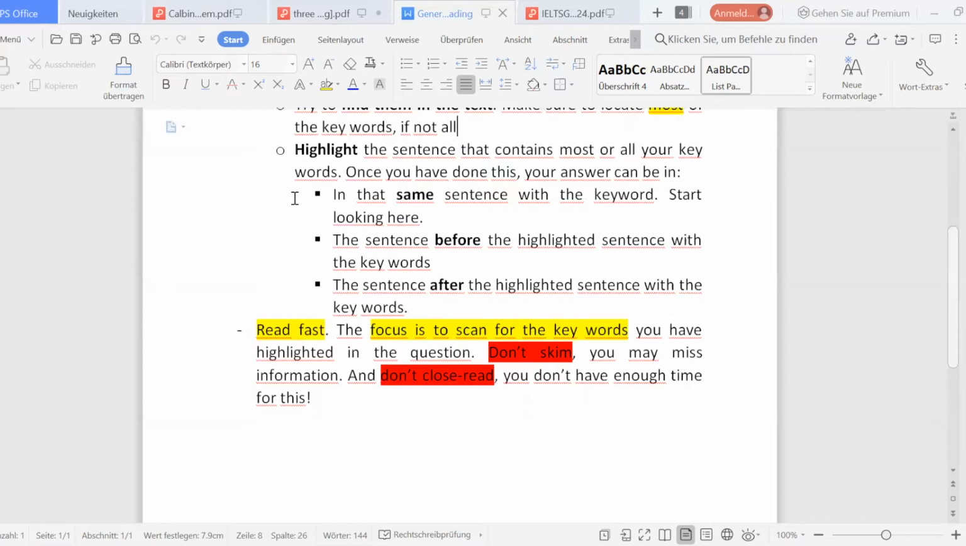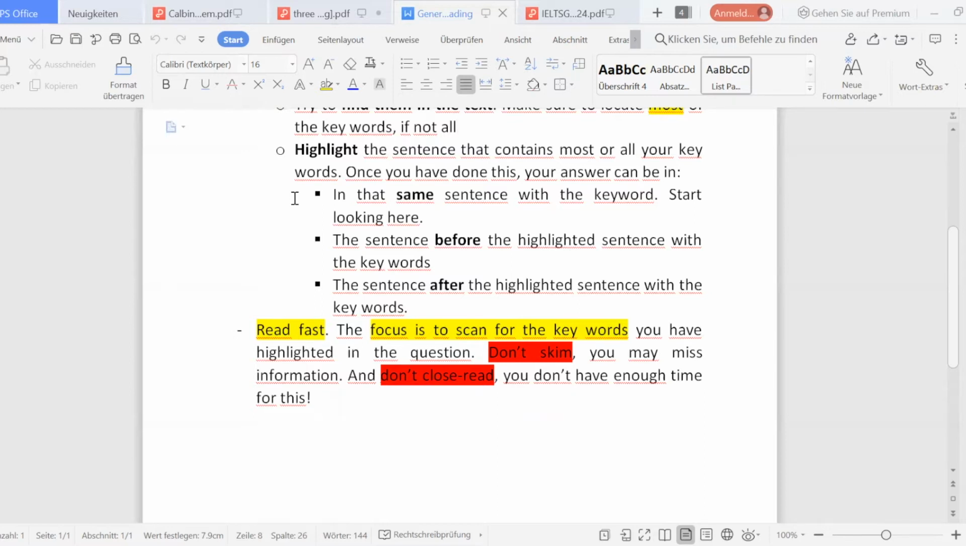There are actually three levels of reading, or three speeds when it comes to reading. You actually have skimming, you've got scanning, and then you've got close reading. The problem with skimming in the IELTS is that you may miss information, because skimming is like you read for general information, but the keyword strategy is specific. You're actually looking for specific keywords. So you don't want to do skimming. You might miss these keywords.